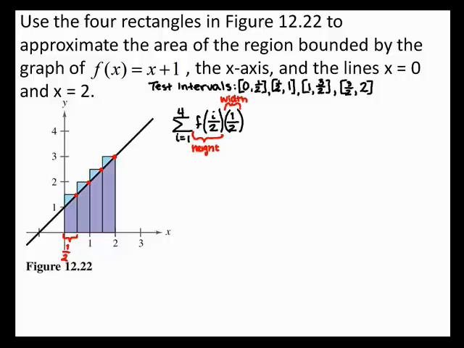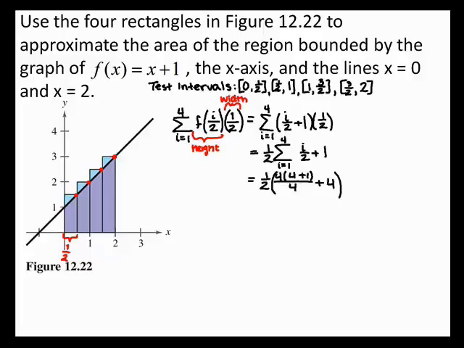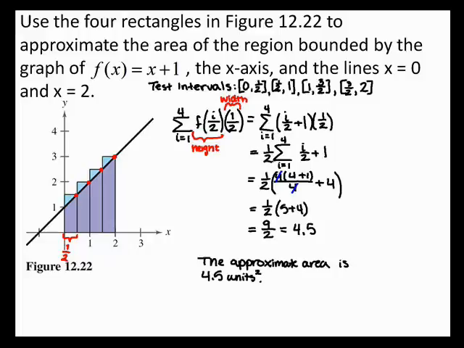Simplify f of i divided by 2. Use the first summation formula to bring 1/2 to the front of the summation. Use the second, fifth, and sixth summation formulas to simplify the summation from i equals 1 to 4 of i halves plus 1. Simplify 4 times the quantity 4 plus 1 divided by 4. Simplify 1/2 times the quantity 5 plus 4. You find that the summation is 9/2, or 4 and 5/10. Therefore, the approximate area is 4 and 5/10 units squared.